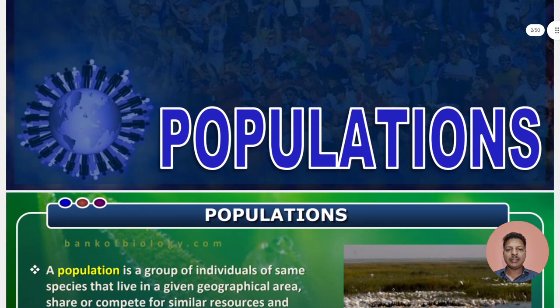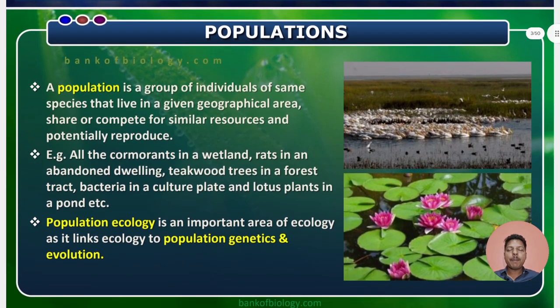Here, first of all, population. A population is a group of individuals of the same species that live in a given geographical area, share or compete for similar resources and potentially reproduce. Example: all the cormorants in a wetland, rats in an abandoned dwelling, teakwood trees in a forest tract, bacteria in a culture plate and lotus plants in a pond, etc. Population ecology is an important area of ecology as it links ecology to population genetics and evolution.